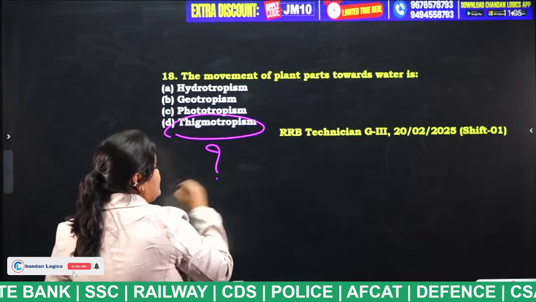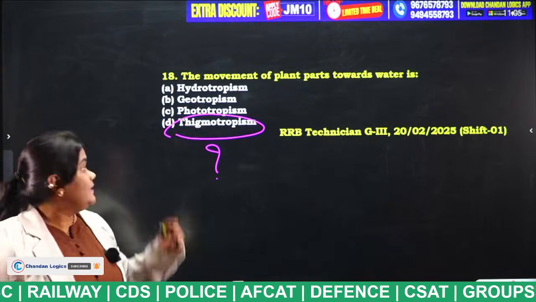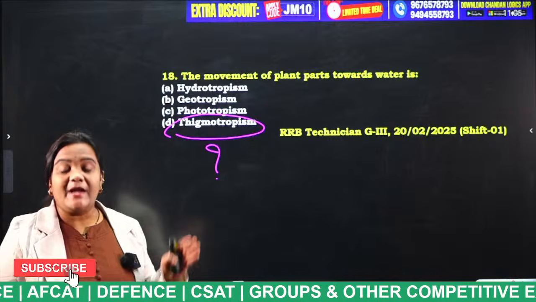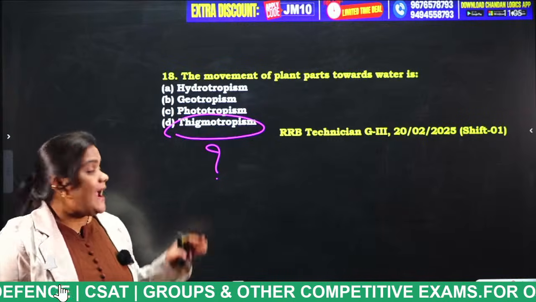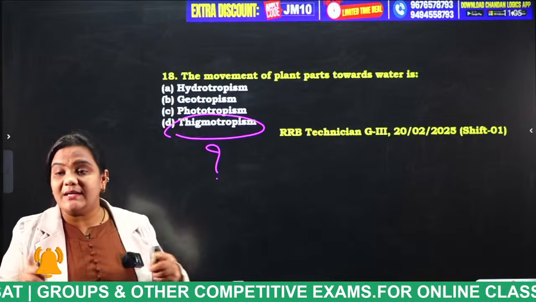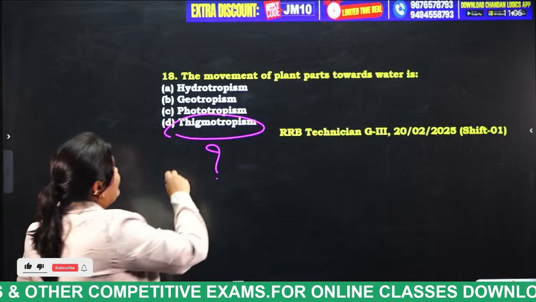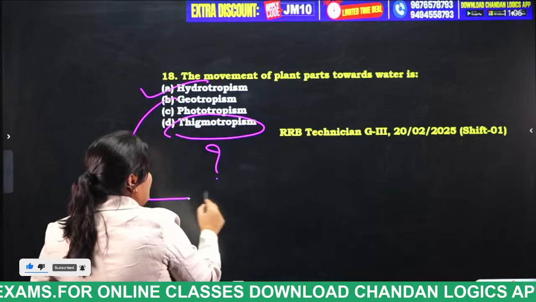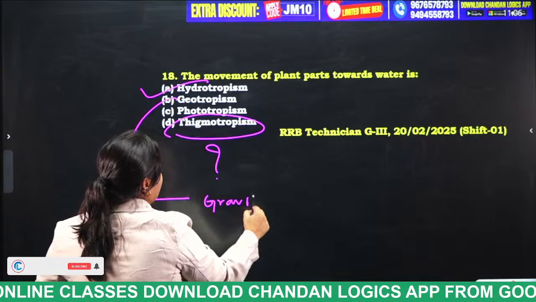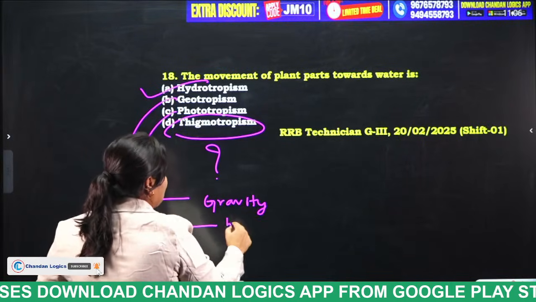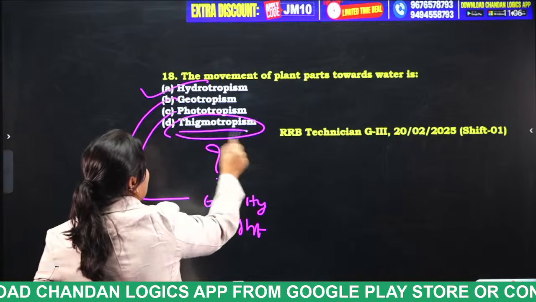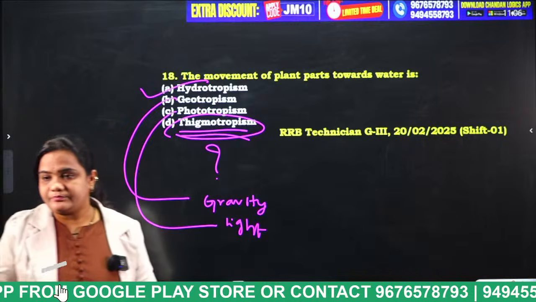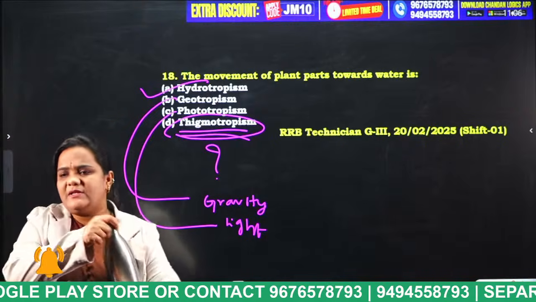You have to learn this. Today you are going to learn what thigmotropism is. You have to learn it. And what is the answer for this question, students? If it reacts towards water, it is hydrotropism. If it reacts towards gravity, it is geotropism. If it reacts towards light, it is phototropism. And what do you mean by thigmotropism? Try to find out and mention your answer in the comment section.